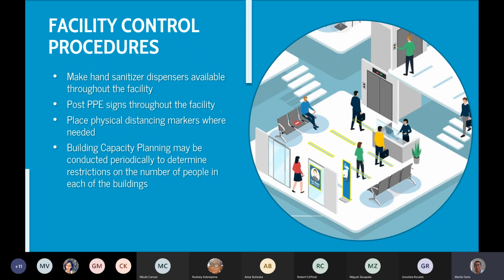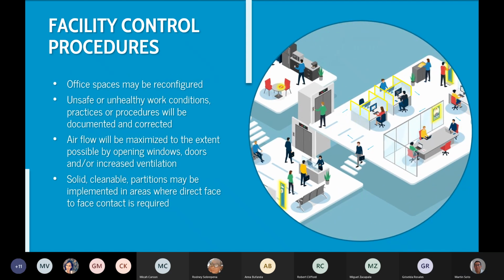Building capacity planning. We made sure that we don't have crowded areas or allow more people than should be allowed in certain areas, conference rooms, and offices. We've asked some departments to spread people out throughout the building rather than in a single office. We've reconfigured them and put up barriers where needed. At the receptionist, you saw that we put barriers so they're not up close.